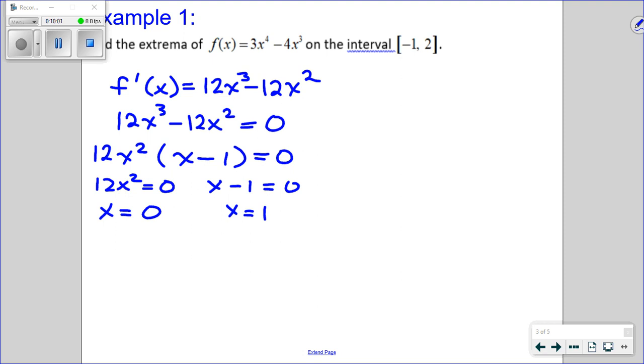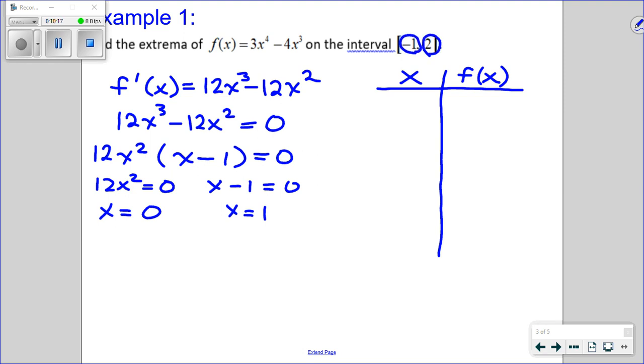All right, so now we're just going to set up a table of values. X, f of x, because remember, we're plugging into the original, okay? Now, we have to include our endpoints in our table and our critical numbers, okay? So I'm just going to kind of put them in order. We have -1, 0, 1, and 2. And all you're doing is plugging these into the original function to find your y value.